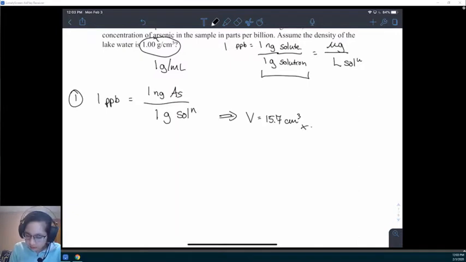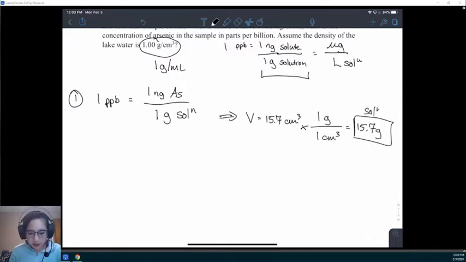So you can convert the volume to a mass, essentially. I'm just using the derived units of the density. So 1 centimeter cubed is 1 gram of sample. So that means that lake water sample weighs 15.7 grams. This is for our solution.